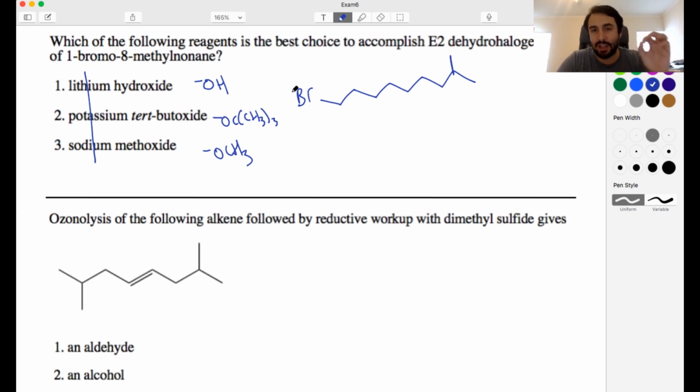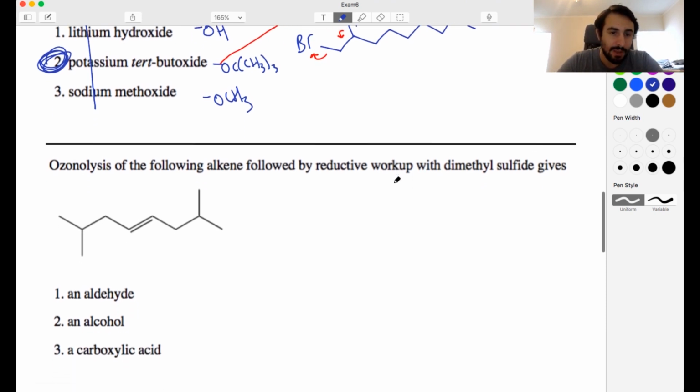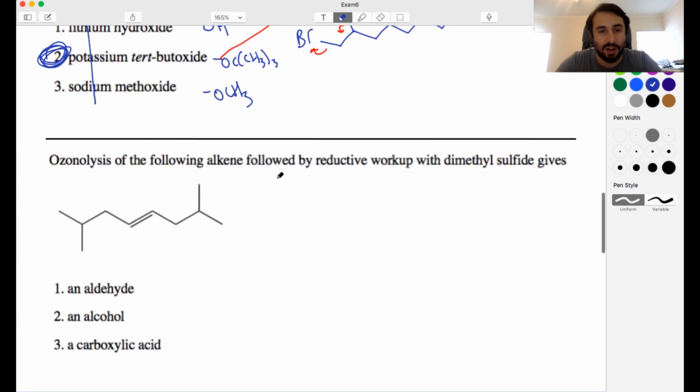But if we really are set on doing all E2, we want to use tert-butoxide, right? Because tert-butoxide is so sterically hindered, we're exclusively going to get E2. We're going to get that terminal alkene. And so that's definitely the way to go. If you really want to do elimination, you want to use a bulky base because that eliminates the possibility of competing substitution reactions.